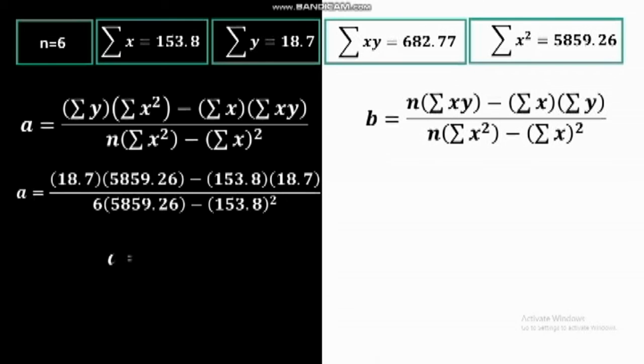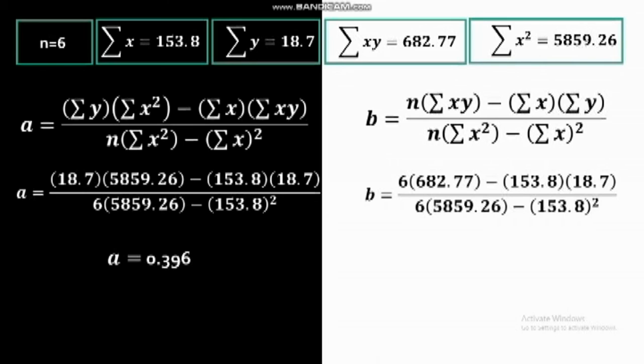Next is to compute for the value of b. B is equal to 6 multiplied to 682.77 minus 153.8 multiplied to 18.7 all over 6 multiplied to 5,859.26 minus 153.8 squared. B is equal to 0.106.